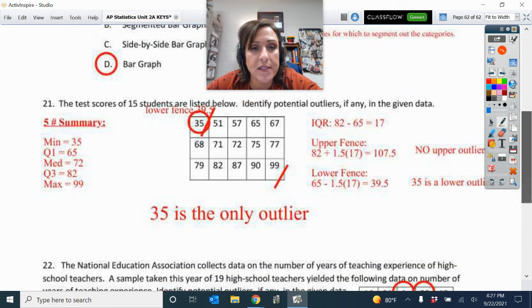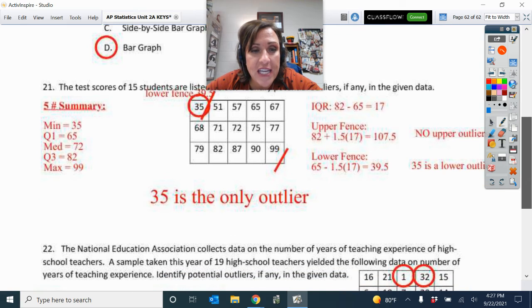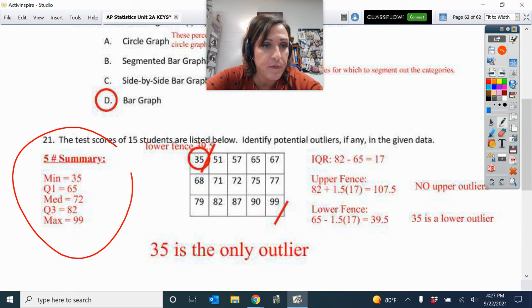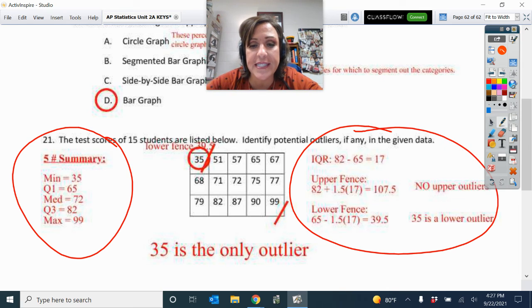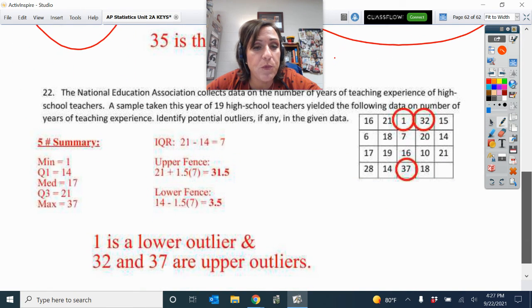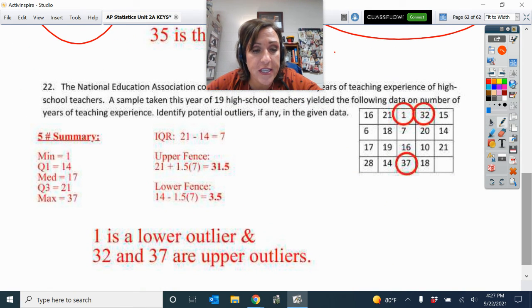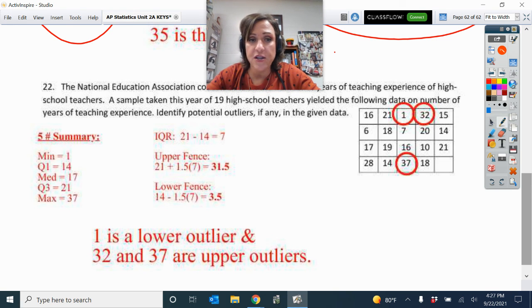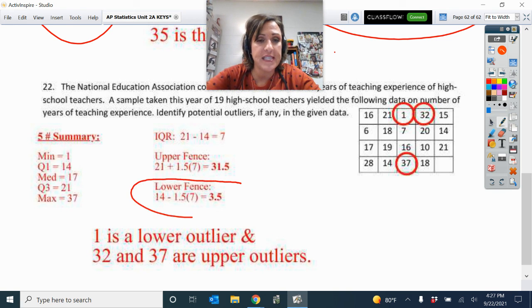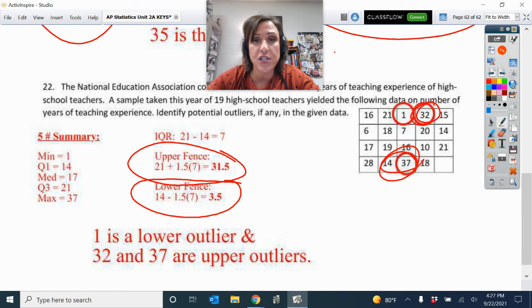All right, let's do these last ones. And all this is, once again, checking to see if you can get the 5-number summary, identify the fences, and see if there is data above the upper fence or below the lower fence. You have outliers. And yes, we have 35 is the only outlier on number 21. And same process here. I'll let you study those numbers. There is a lower outlier of 1 because the lower fence is at 3.5. And then the upper fence is at 31.5. So there are 2 upper outliers. 32 and 37 are above the upper fence.